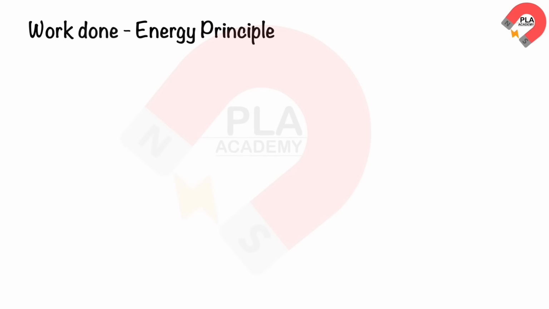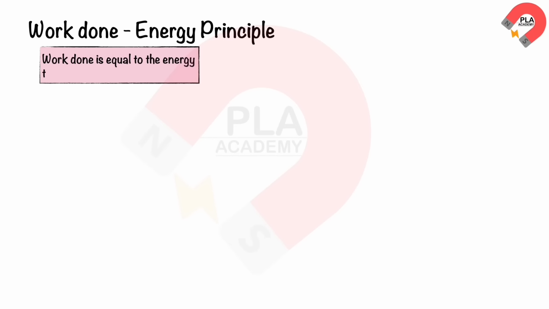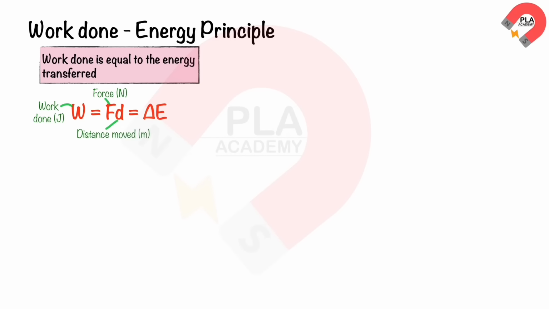The work done and energy principle states that the work done is equal to the energy transferred. We can express this relationship with the equation W equals F d equals delta E, where W represents the work done in joules, F represents the force in newtons, d represents the distance moved in meters, and delta E represents the energy transferred.